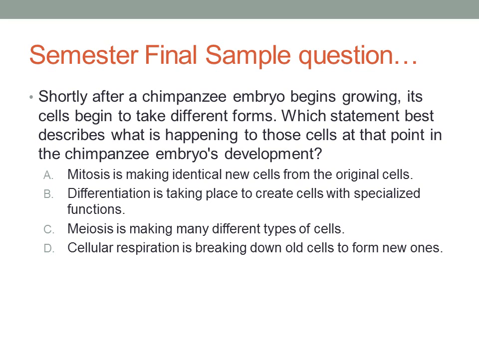B, differentiation is taking place to create cells with specialized functions? C, meiosis is making many different types of cells? Or D, cellular respiration is breaking down old cells to form new ones?